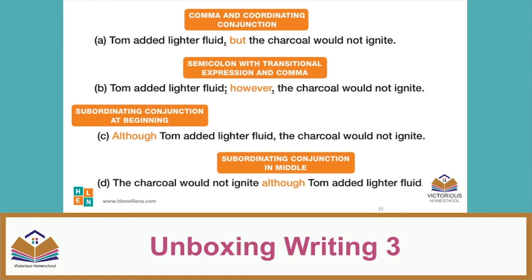Tom added lighter fluid, but the charcoal would not ignite. This is a compound sentence, comma and coordinating conjunction, right? Let's look at letter B. Tom added lighter fluid, semicolon, however, the transitional expression, then comma, the charcoal would not ignite. Let's look at another example. Although Tom added lighter fluid, subordinating conjunction at the beginning, the charcoal would not ignite. And for letter D, subordinating conjunction in the middle: the charcoal would not ignite, although Tom added lighter fluid.